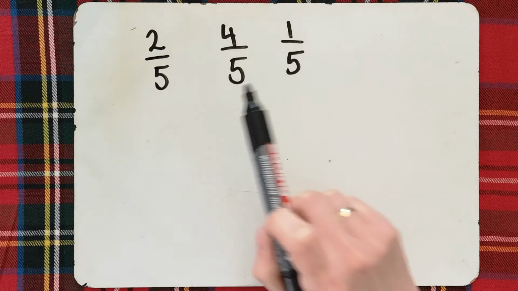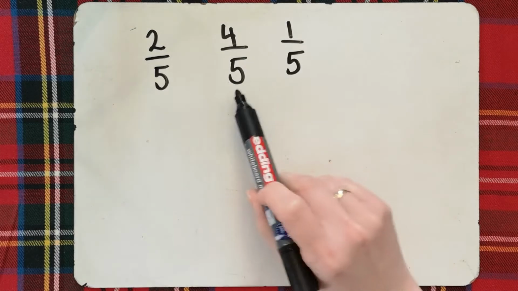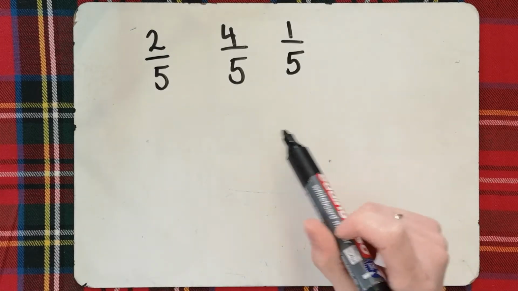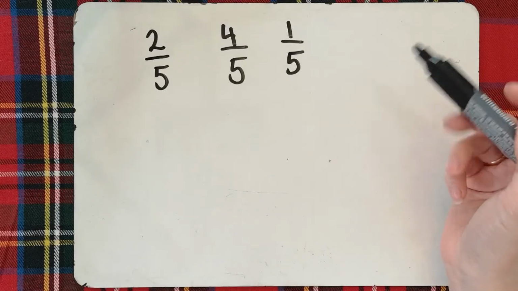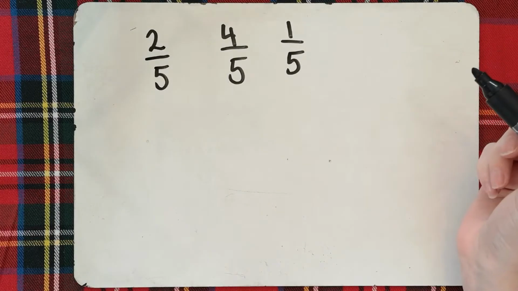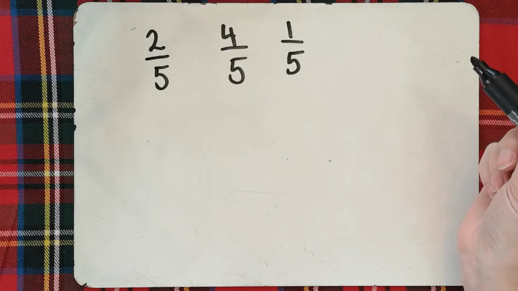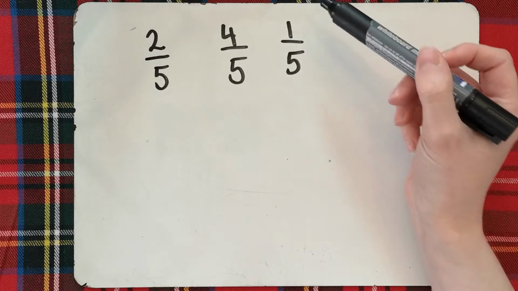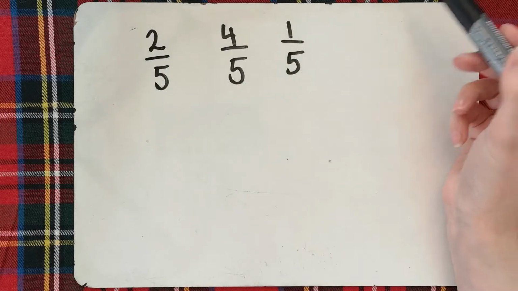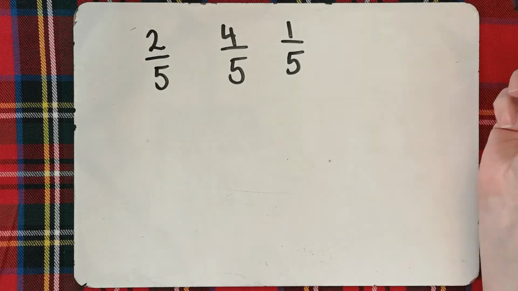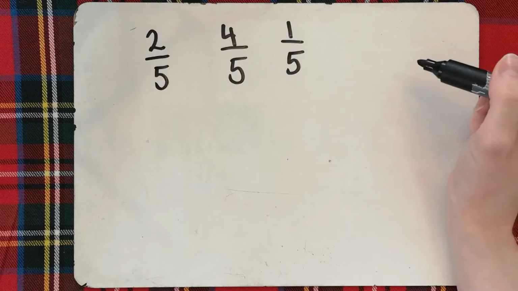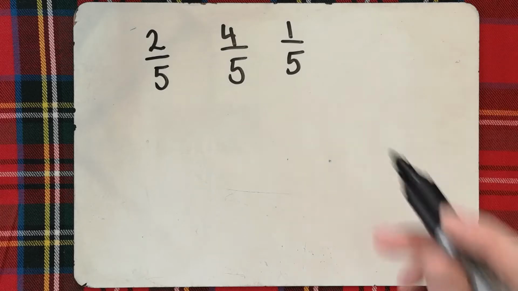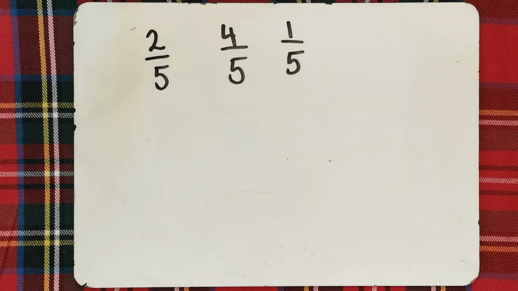Now I can see each of these fractions is divided up into 5 parts because the denominator is 5. And that makes it nice and easy for us to know which order they go in, because I can see that 1/5 is smaller than 2/5 or 4/5, so I know it's the smallest. But if we weren't sure, we could draw a picture or we could make the fraction. So I'm going to show you that just now.